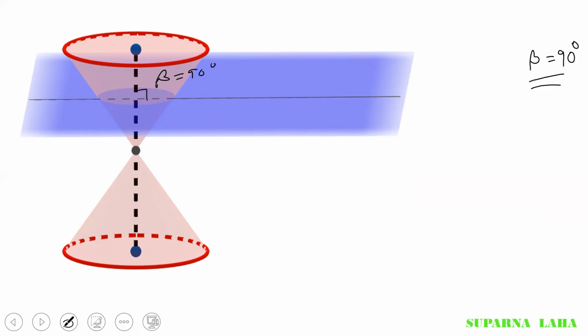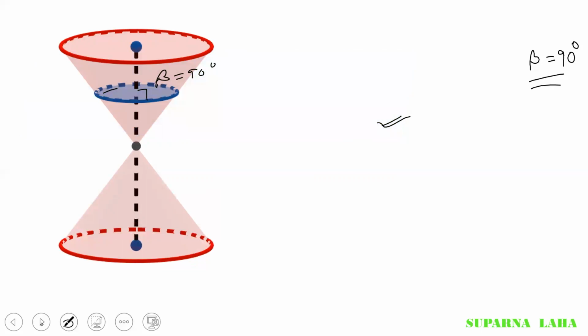Now if we remove this plane and just talk about the section, that is the intersection portion, it will look like that. So that will form a circle. When beta is equal to 90 degrees, the section is a circle.